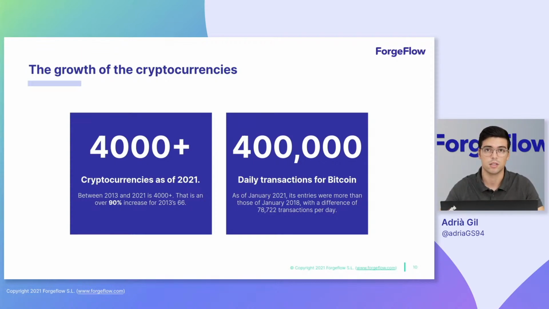On the left side, we can see that we have more than 4,000 cryptocurrencies as of 2021, compared to the 66 that we had in 2013. That's over a 90% increase. That's quite huge. And on the right side, we can see that there are more than 400,000 daily transactions only for Bitcoin. That's a lot of transactions as of January 2021, almost 80,000 more than 3 years ago. So you can see how exponentially the cryptocurrency world has grown.